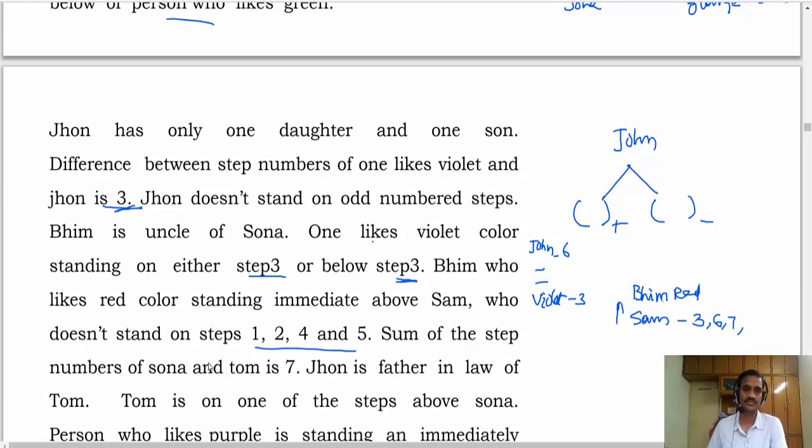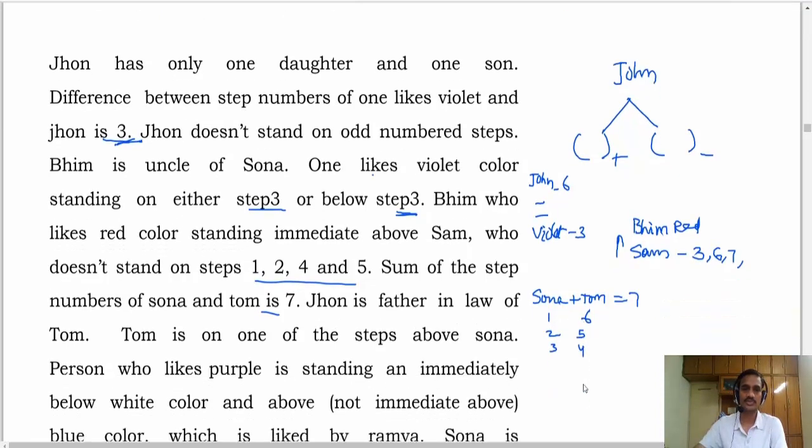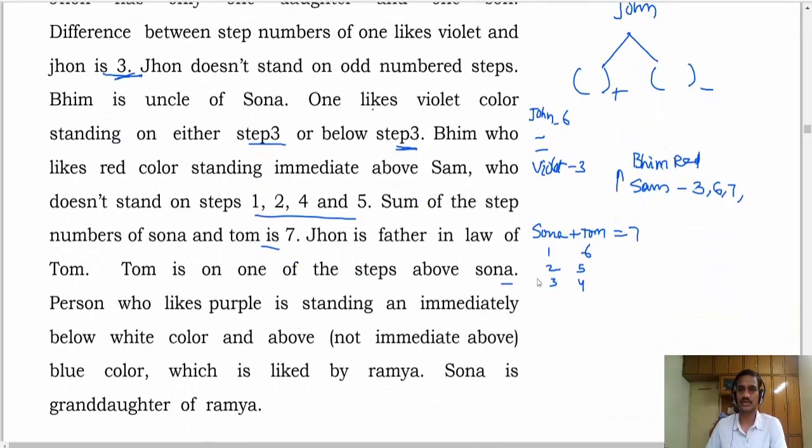The sum of the step numbers of Sona and Tom is 7. Sona plus Tom is 7. What are the different possibilities we have? 1, 6 or 2, 5 or 3, 4. Tom is one of the steps above Sona. We give the bigger number to Tom.